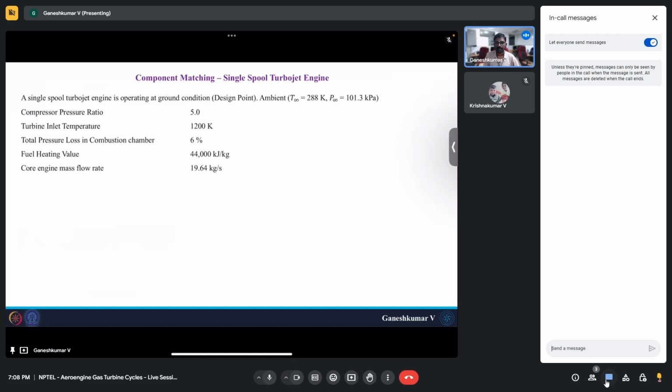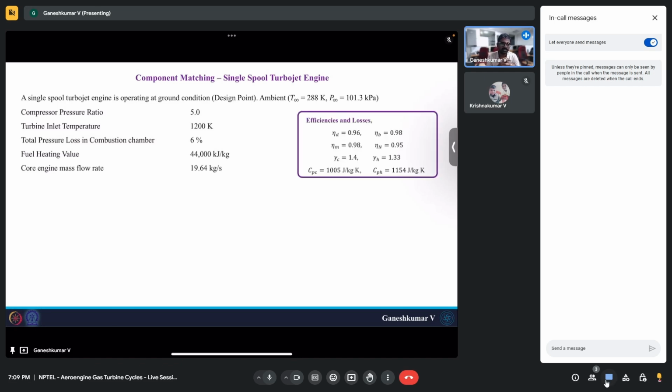kilopascal and 288 Kelvin. The compressor pressure ratio is 5, and turbine inlet temperature is 1200 Kelvin. Total pressure loss in the combustion chamber is 6%. Fuel heating value is given, and core engine mass flow rate is 19.64 kg per second. This is at ground condition. Each component will have its own efficiencies and losses, so those we have added also.